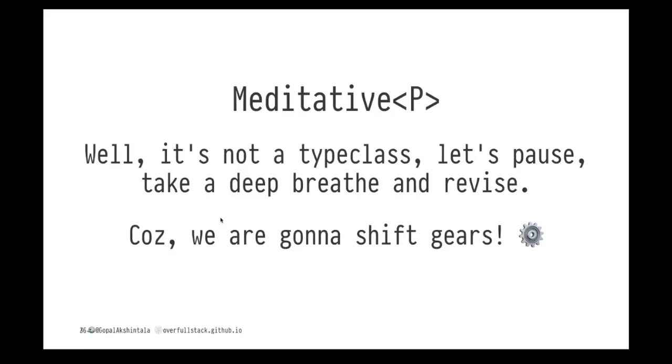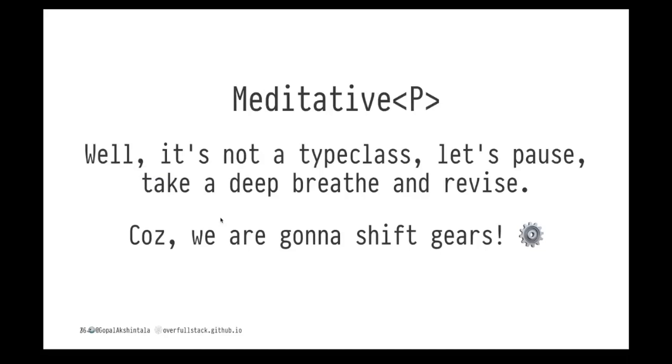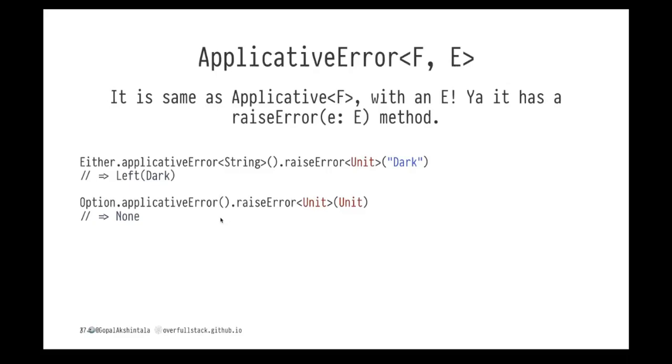Great. So we have talked about a lot of stuff, and I hope you might still be wondering: what is the use? Why is he saying all of this? Give me just one last moment. There's one last class I want to talk about, which is going to solve a problem that we spoke about initially. That is our fail fast and error accumulation, which is called ApplicativeError.